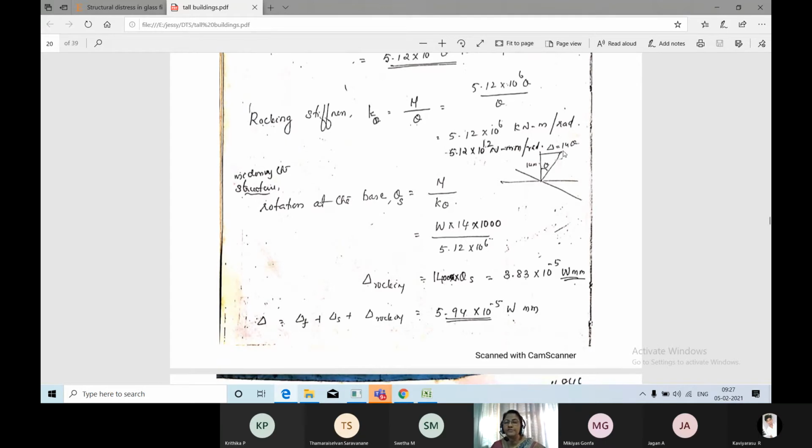So you need to find out what is this delta at the top because of the rocking stiffness. So what will I do? The rotation at the base theta s is equal to m by k theta. What is m by k theta? The moment divided by the rocking stiffness. What is this moment? The total moment that is coming at the base of the structure. I cannot draw it here because it's my PDF. Otherwise, I can take a PPT. One minute.